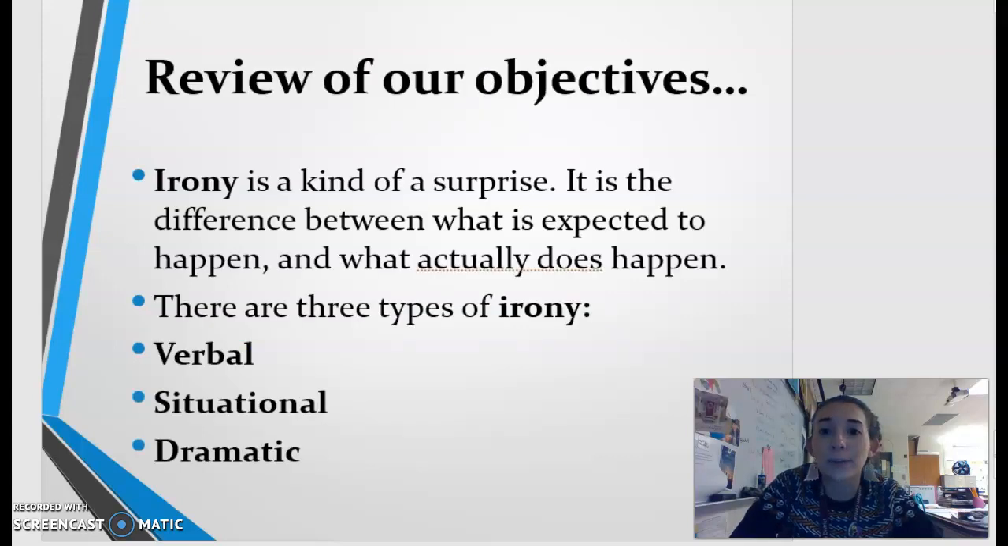Let's have a review. Irony is a kind of a surprise. It is the difference between what is expected to happen and what actually does happen. There are three different types of irony: verbal, situational, and dramatic. I'd like you to tell me what verbal, situational, and dramatic irony are in the Edpuzzle.